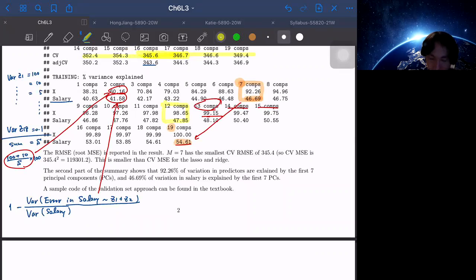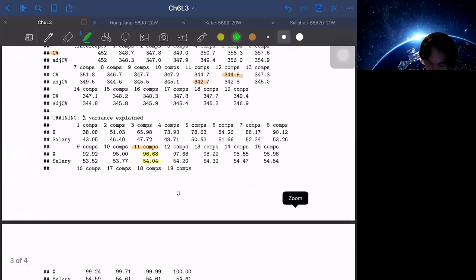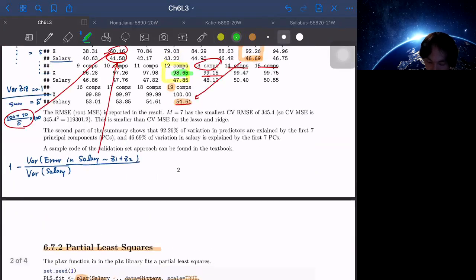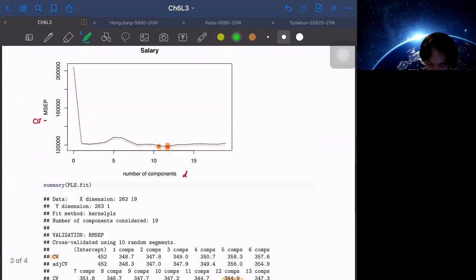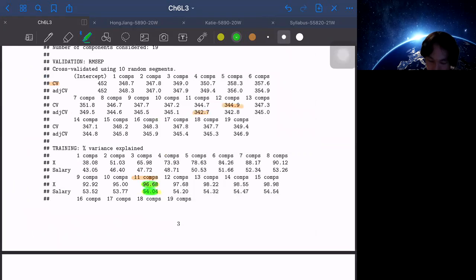Okay. Then you can see that this number is larger for PCR because PCR is optimized to increase this number. So this number is larger than for PLS, partial least squares. For partial least squares, I think this is 96.68. So actually 2% smaller. So it's pretty large. But in terms of prediction power for salary, this is 48%, and this is 54%. So this is much larger because PLS is optimized to maximize this number.